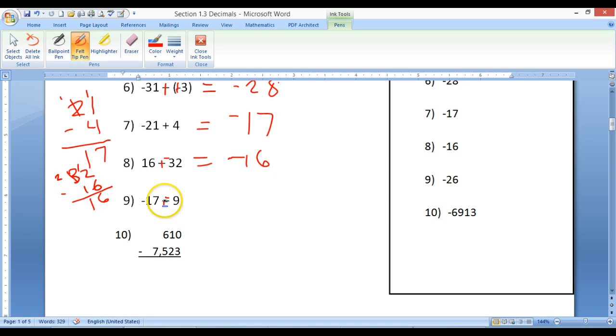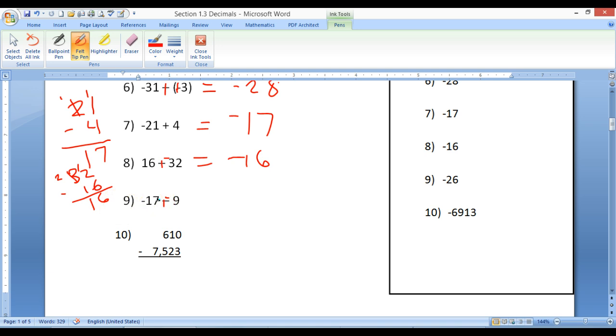So it follows the same order. Add the opposite. You don't opposite add. I hope you saw that from left to right. Okay, so now I have negative 17 and negative 9. They're both negatives. What do we do? Add them together. So I need to add 17 and 9.